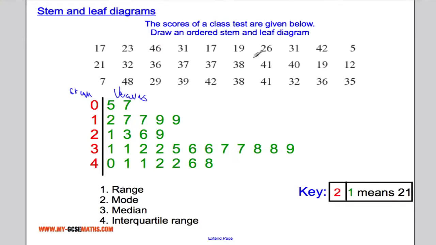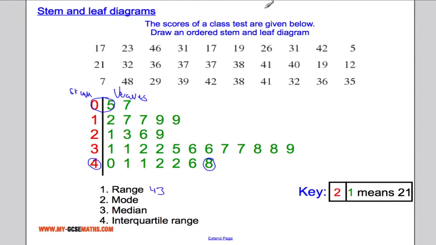So I want to work out what the range is, and if you've looked at my previous video, the range is the biggest value, take away the smallest value. Make sure that we interpret our stem and leaf diagram correctly. So it will be 48, take away 5. 48, take away 5 leaves us with 43.